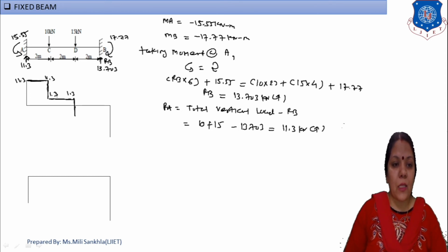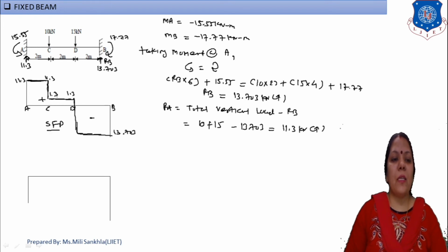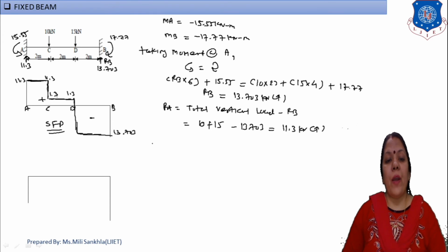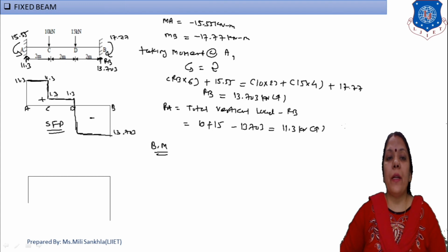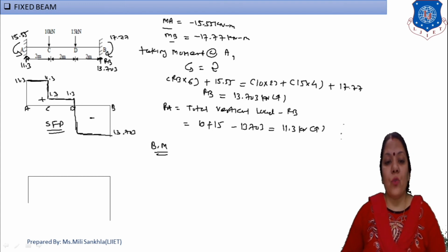The answer is again go down here, and my answer is equal to minus 13.703. This is plus, A point, then B point, C point and D point. This diagram is my SF diagram. Now find out the bending moment. Here we find the bending moments at MA and MB, but the moments at point C and point D are left. So first of all we write down here moment at C.